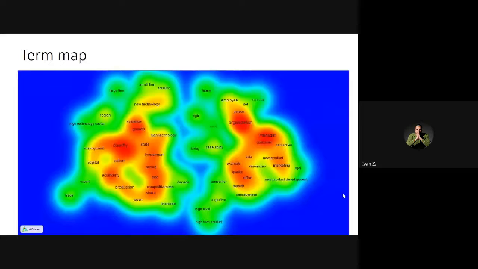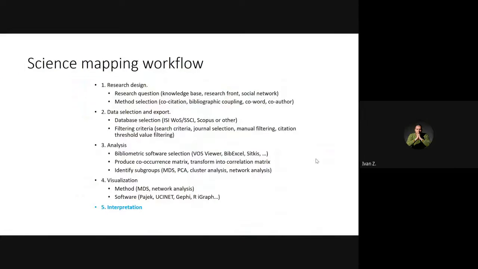And here's another example of the visualization of a term map. You can see it on the analysis we did on the high-tech literature. Those areas that are painted red are words that are used more in abstracts and titles than some others.